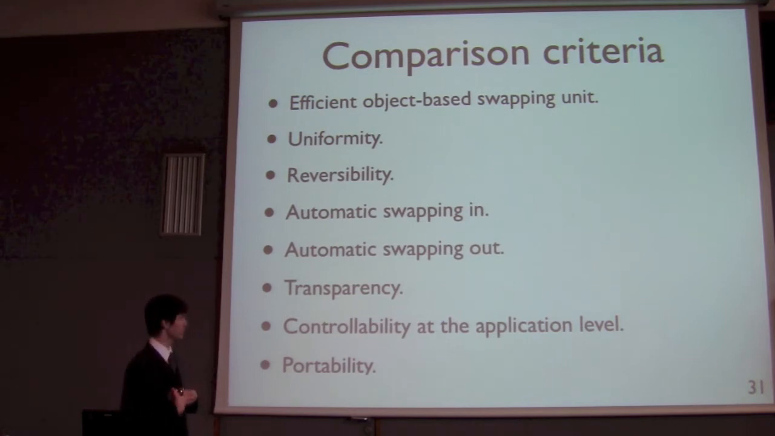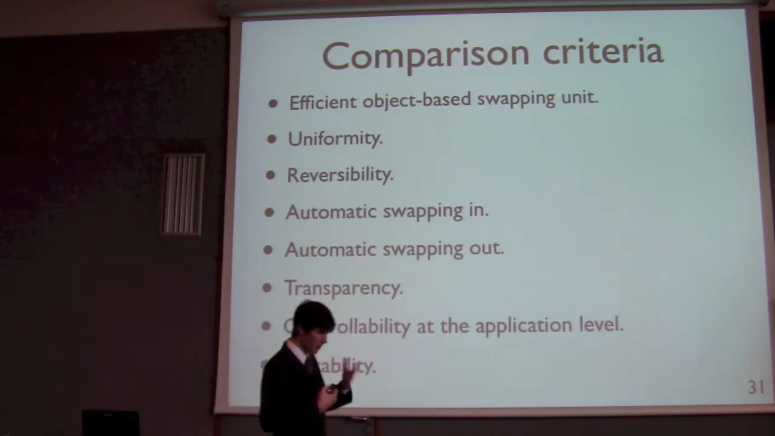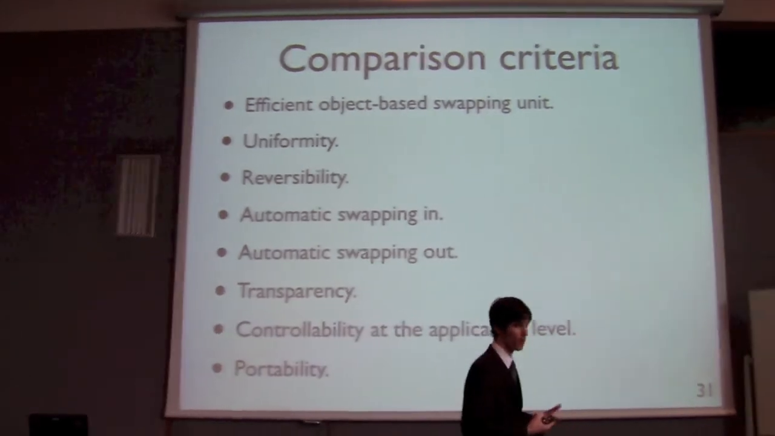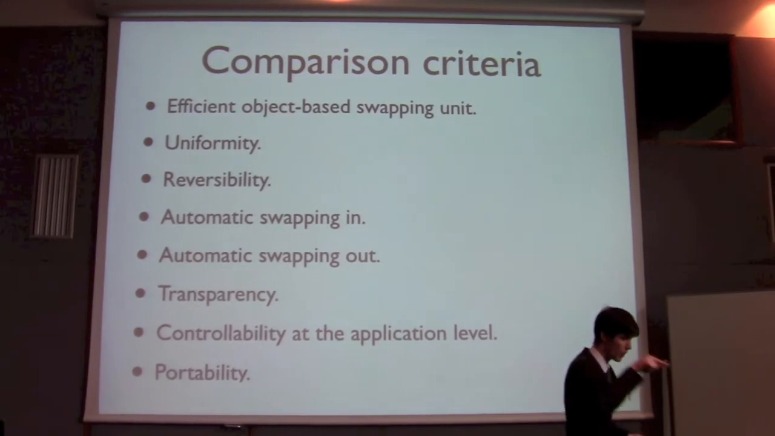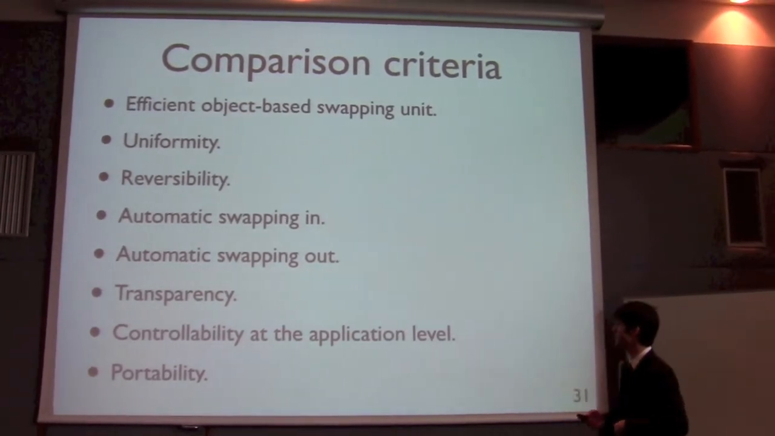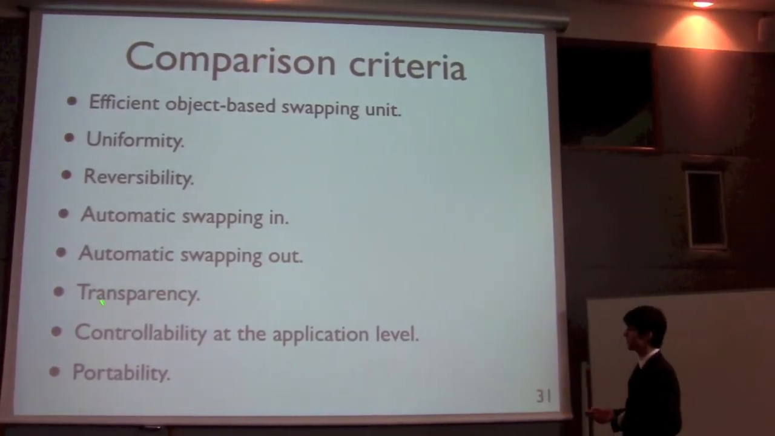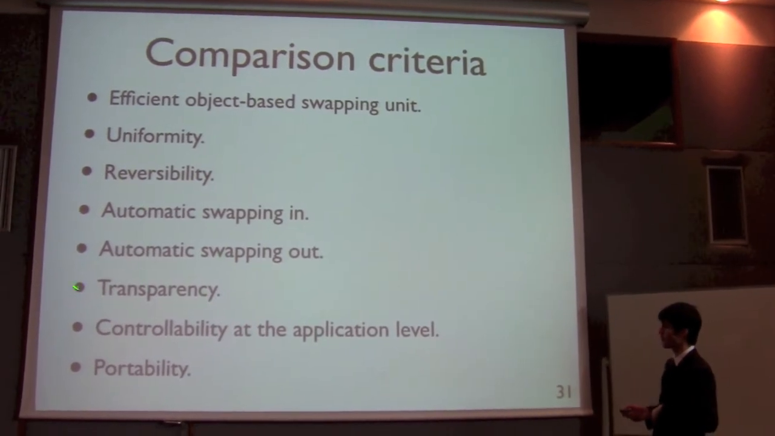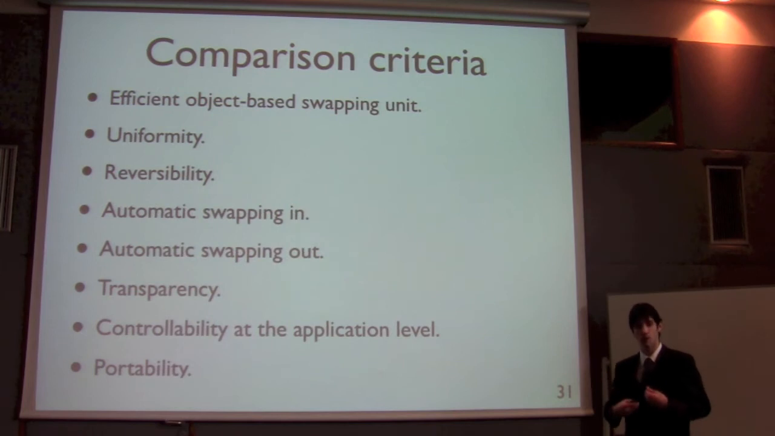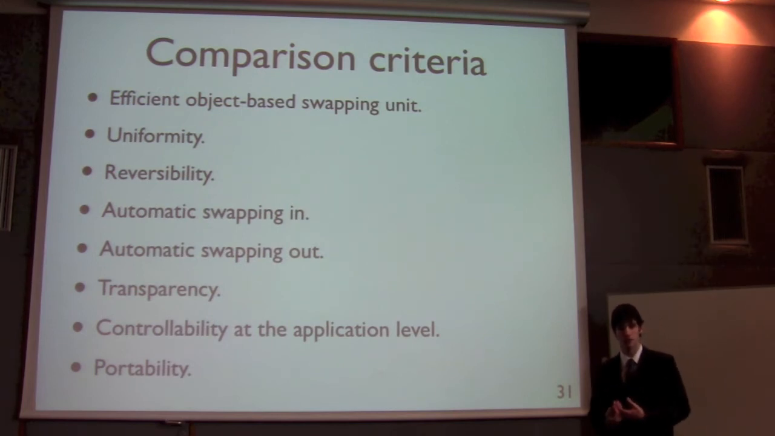You do not need to trigger it manually. We want to have automatic swap out, even though we also want to have manual swapping out so that the user can say, okay, swap this. Then we want to be transparent, and these two items may be confusing. On the one hand, we want to be transparent, but on the other hand, we want the application developer to be able to influence the swapping.